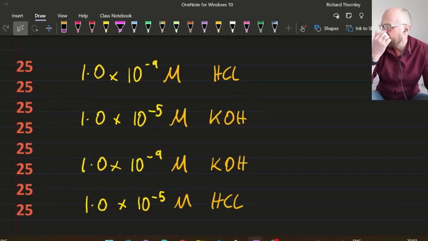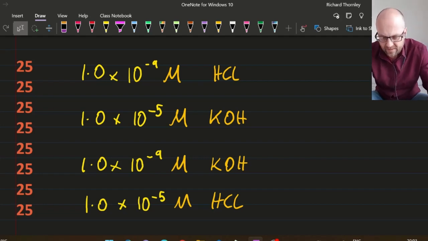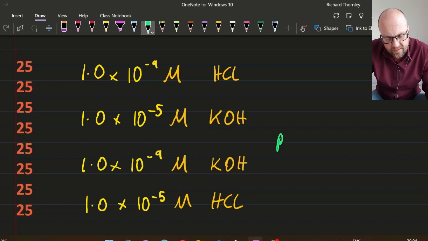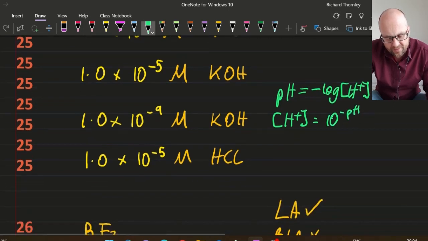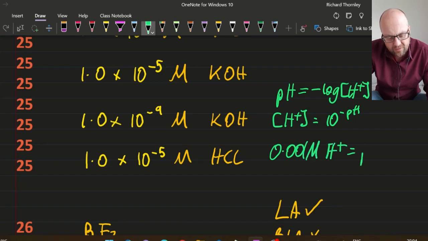Solution has a pH of 9. All right then. So the equations that you might need: pH is negative log of H+, or H+ is 10 to the minus pH. And I'll just recap for myself. If it's 0.001 molar H+, that's going to be 10 to the minus 3, so pH 3.